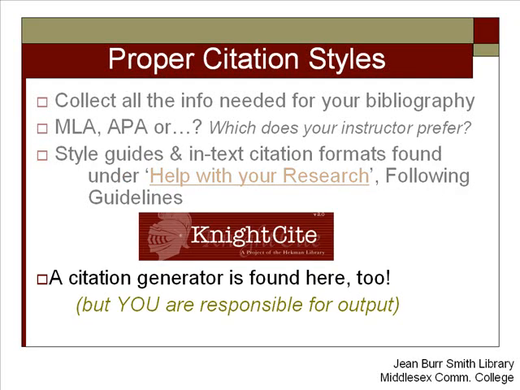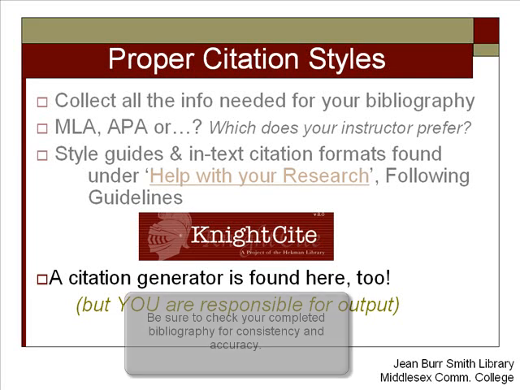An automatic citation generator called NightCite is also found here. You will need to provide all the information noted above, choose your citation style, such as APA or MLA, and format, electronic, print, book, article, and more. And NightCite will automatically generate the citation for you. You can then cut and paste this citation into your paper.